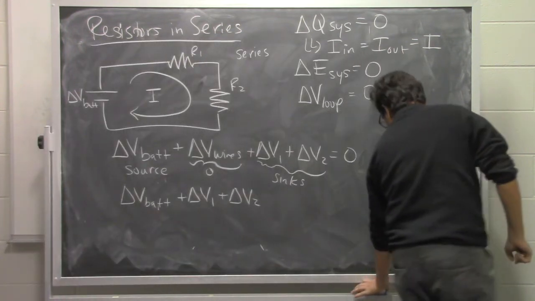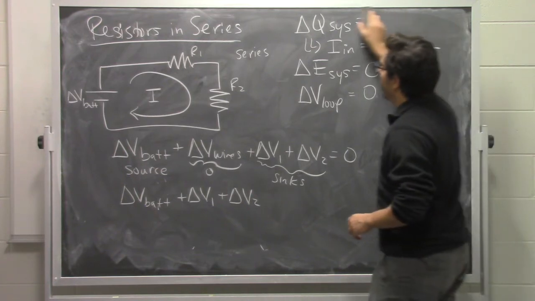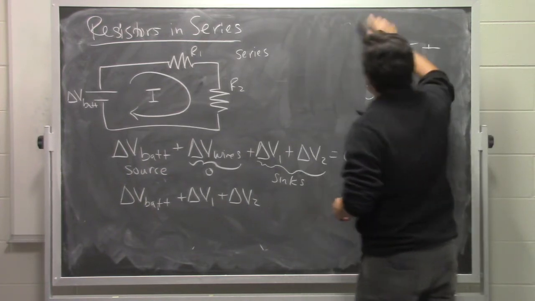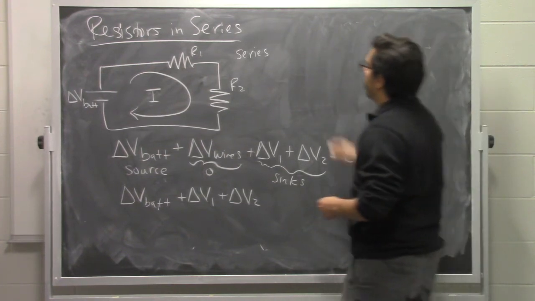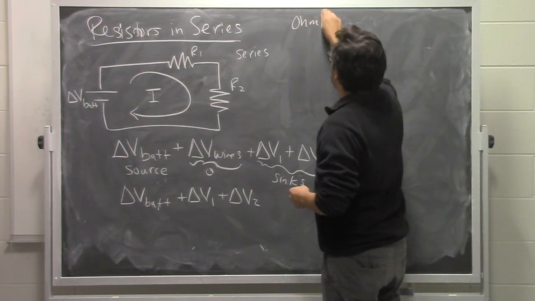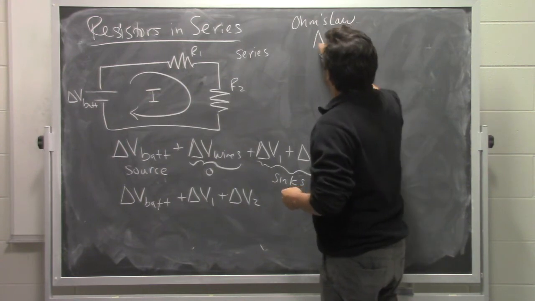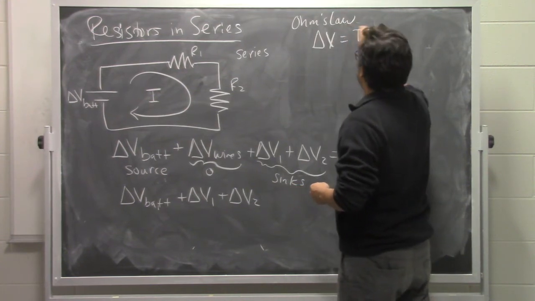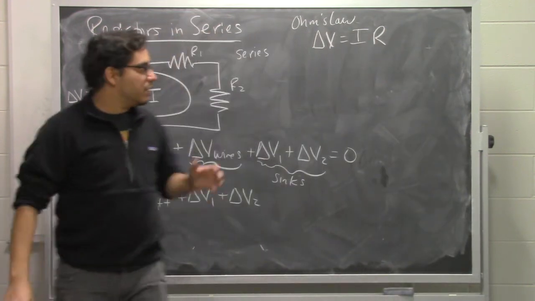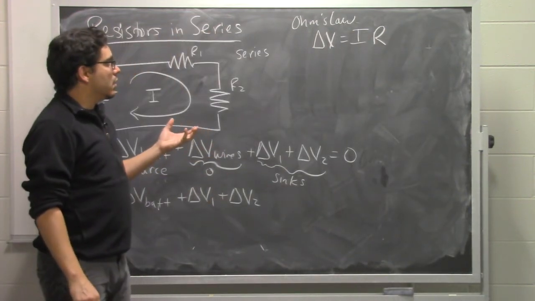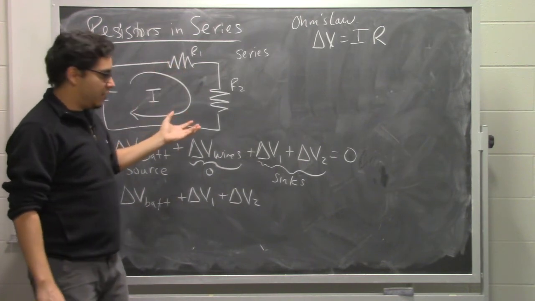Now, how do we write that out? Well, we have to go back to our description of what the potential difference is across a resistor. So if we go back to Ohm's law, we know that the potential difference across any resistor is going to be equal to the current through the resistor times its resistance. Now that's just a model that we have for these kinds of resistive elements.